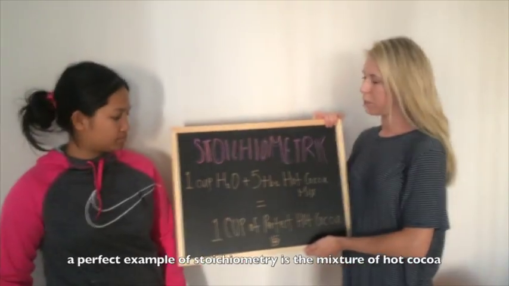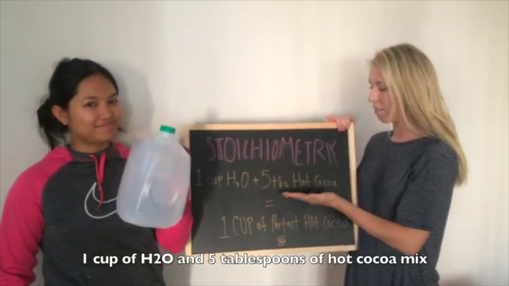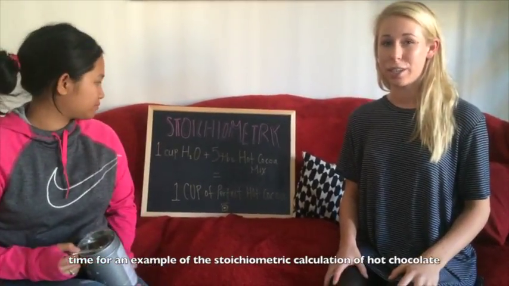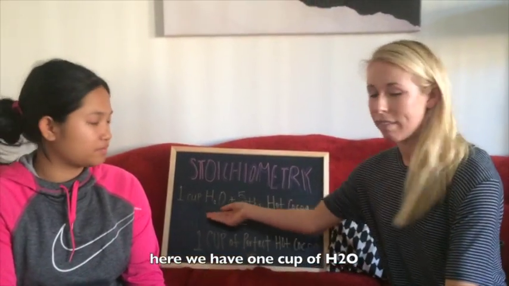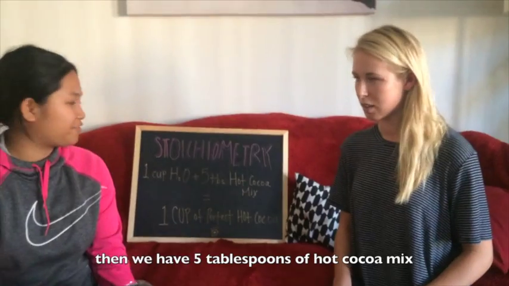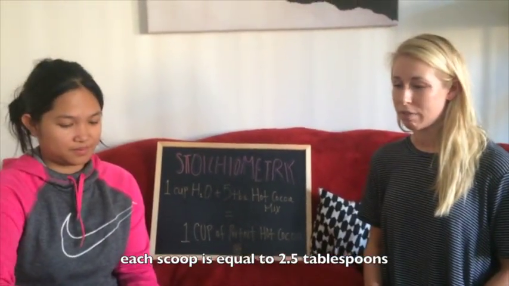An example of stoichiometry is a mixture of hot cocoa. 1 cup of H2O and 5 tablespoons of hot cocoa mix equals 1 cup of perfect hot cocoa. Time for an example of the stoichiometric calculation of hot cocoa. We have 1 cup of H2O. Then we have 5 tablespoons of hot cocoa mix. Each scoop is equal to 2.5 tablespoons.